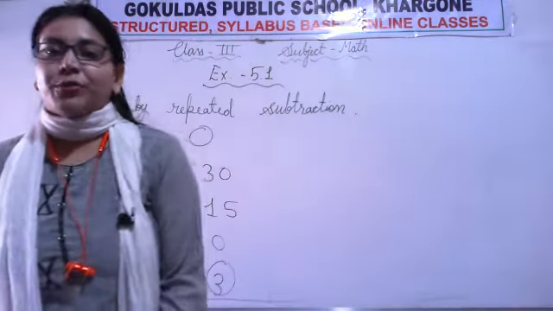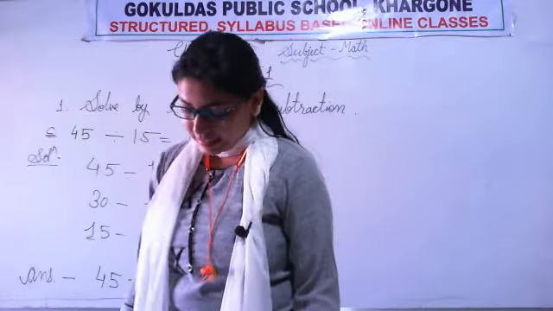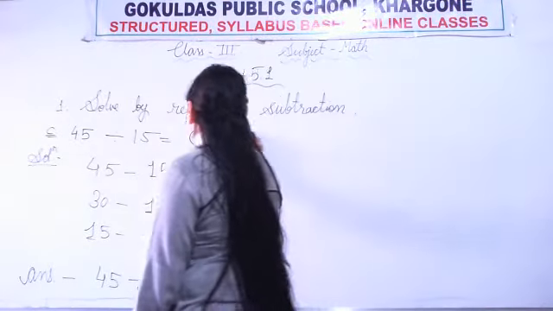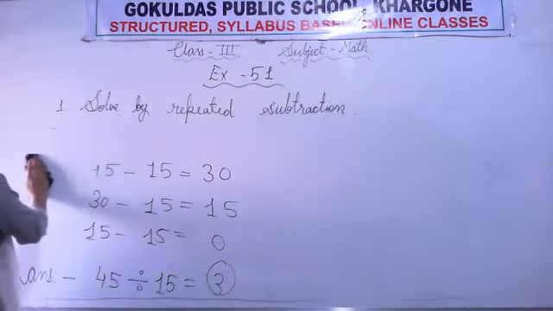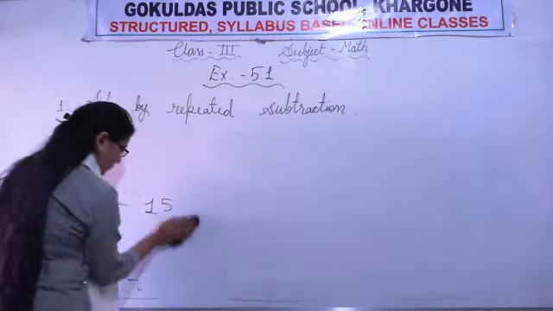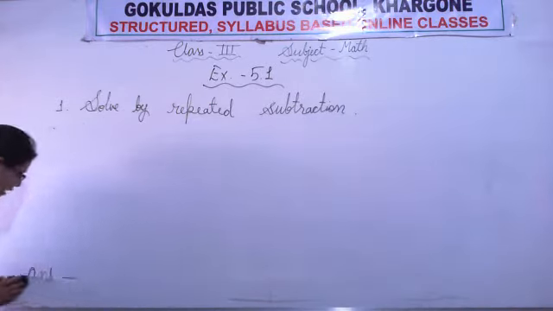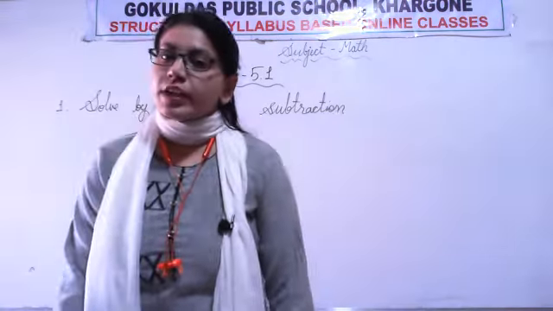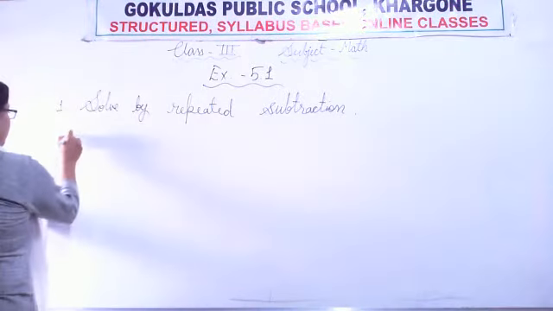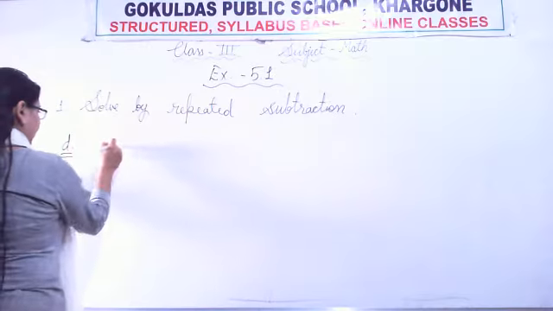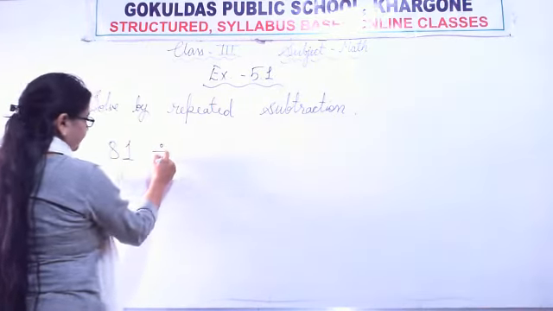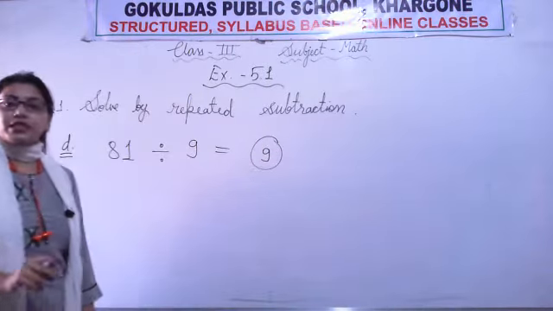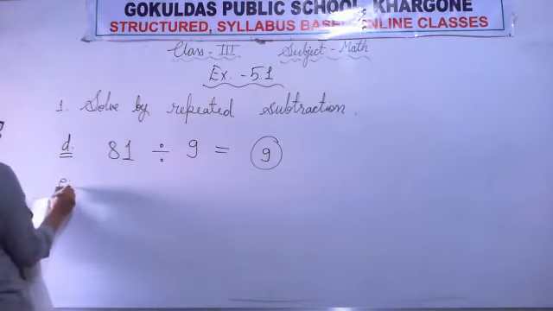Students, have you noted down? Now moving further, parts D and E are your homework. Try to do them on your own. I am writing down the answers for D and E. You need to solve them on your own. So question D is 81 divided by 9. The answer will be 9. Solve this question and check whether your answer is 9 or not.